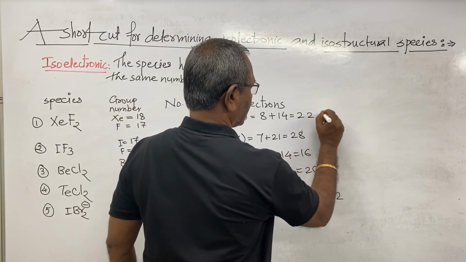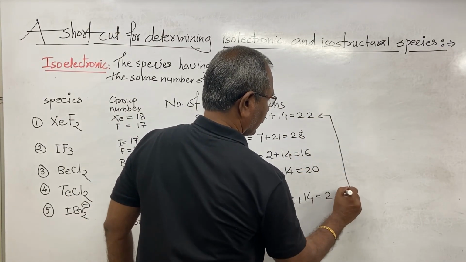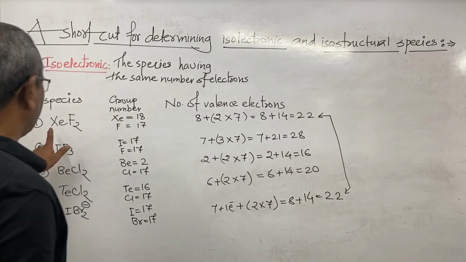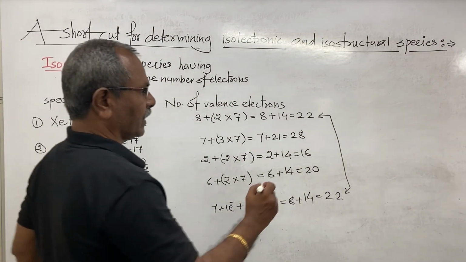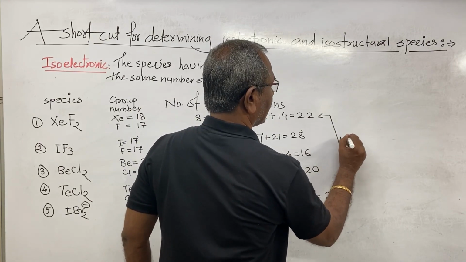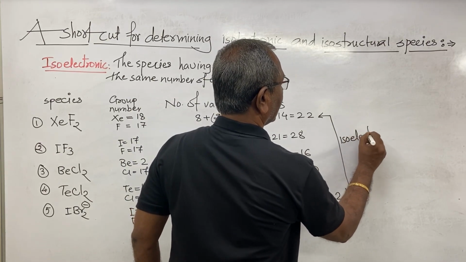So here we can say that XeF2 and IBr2 minus 1, these two species are isoelectronic.